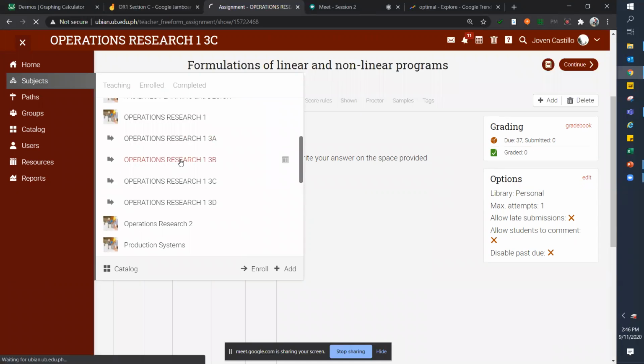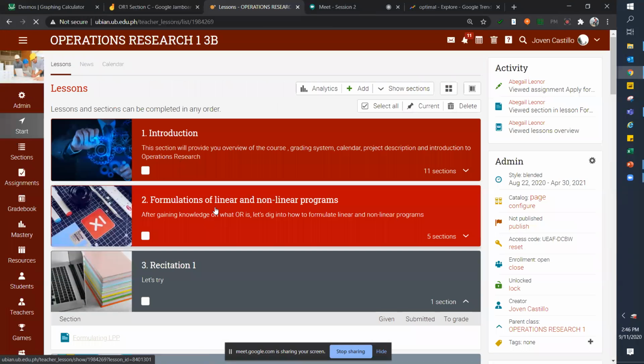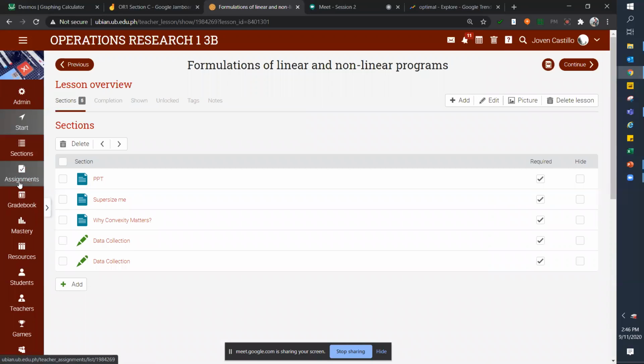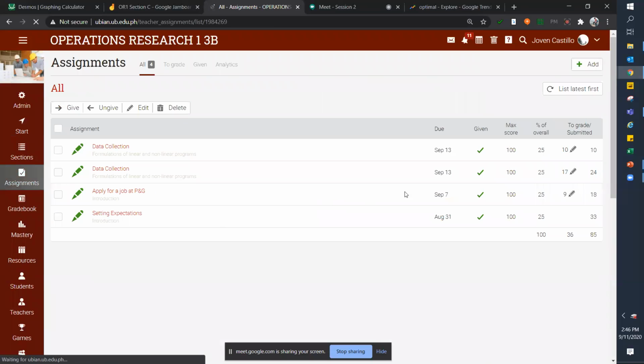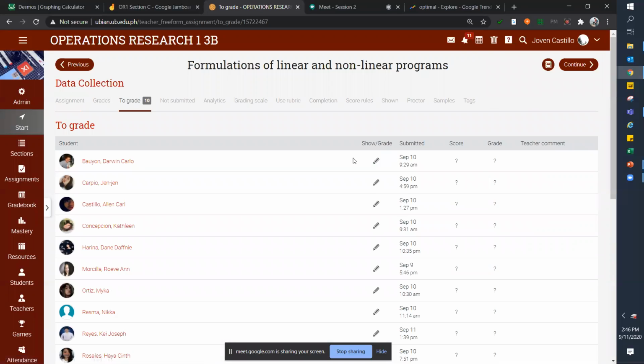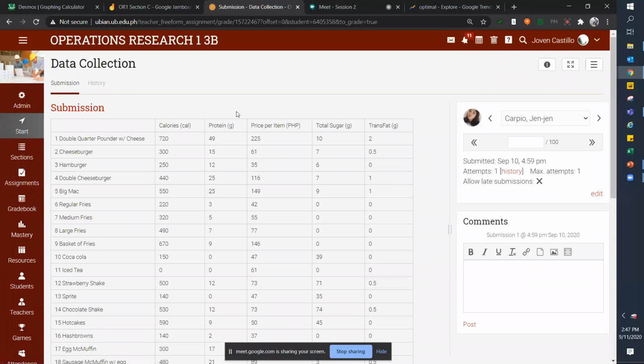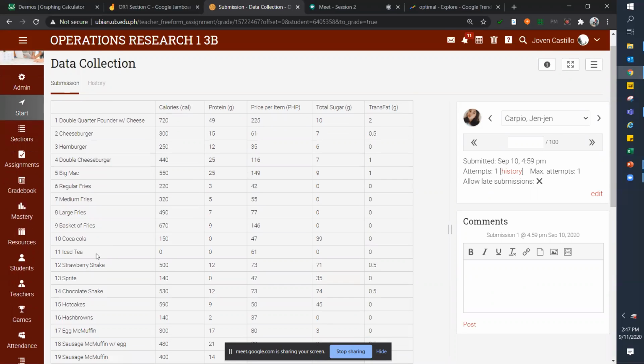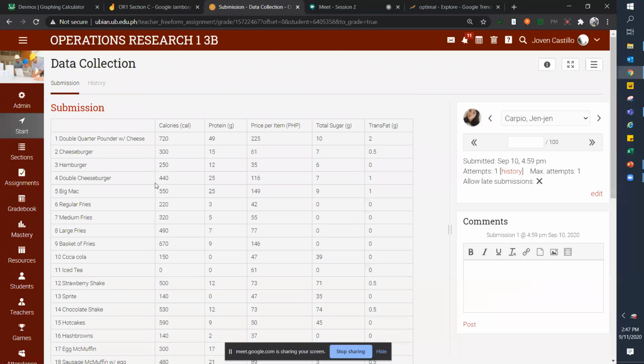So for example, ng mga sinubmit nila. Ayan, tingnan lang natin. Ayan, so ito yung example. Okay, so they were able to collect data related to calories for each burger, kinds of burger, kinds of price, and the likes. So 19 items. Okay? And then yung price syempre dyan ay in pesos. Kayang gawin? Yes, nagawa na iba eh.